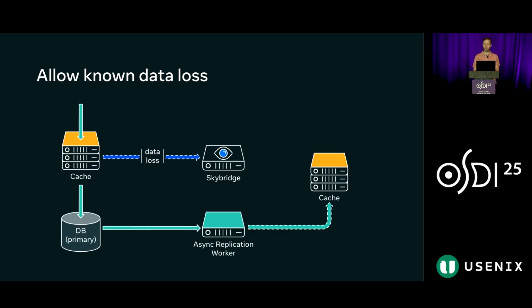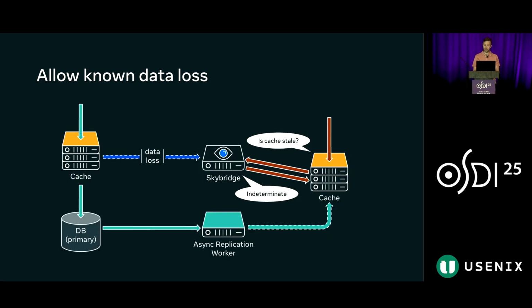Recall the interaction with cache hosts on the read path, where cache hosts ask if a particular data item is stale. If Skybridge has data loss, it can return an indeterminate result to cache hosts. The cache hosts can then conservatively refill cache to enforce bounded staleness. Because Skybridge doesn't require complete data, it will just skip over gaps in the replication stream in order to focus on the most recent writes.